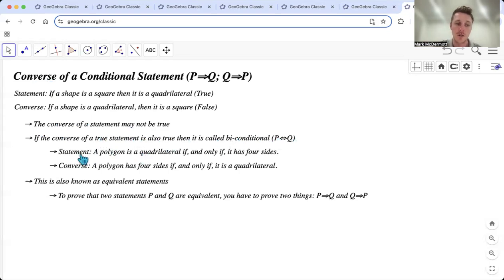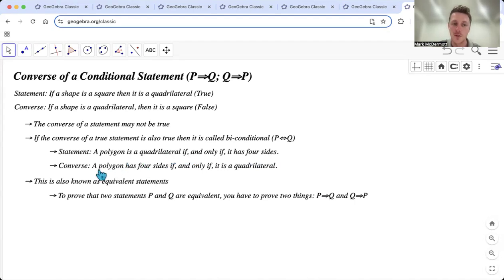For example, here is a biconditional statement, also known as an equivalent statement. A polygon is a quadrilateral if and only if it has four sides. Just think about that for a moment. Always pause and think. A polygon is a quadrilateral if and only if it has four sides. That's true. It has to have only four sides to be a quadrilateral.